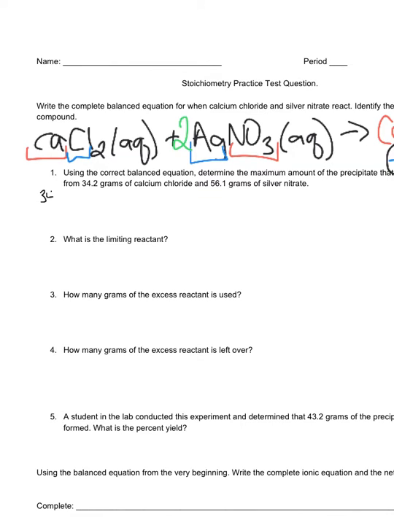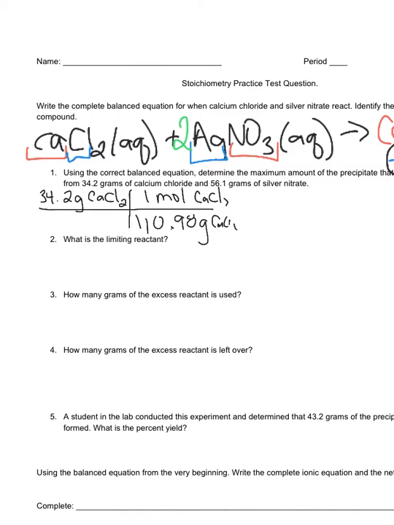My given is 34.2 grams of calcium chloride. And my unknown is my precipitate, which is AgCl. Okay, so your first step, if you're given grams, is to convert this to moles using the molar mass of CaCl2. So you look at the periodic table, take the mass of Ca and add it to the mass of 2 Cls. And that is 100.98 grams of CaCl2 and 1 mole of CaCl2. This step is always 1 mole.